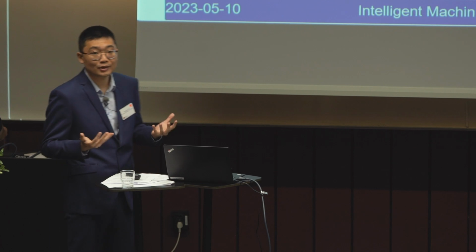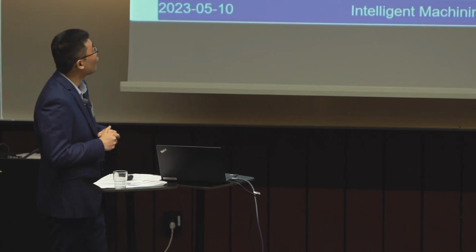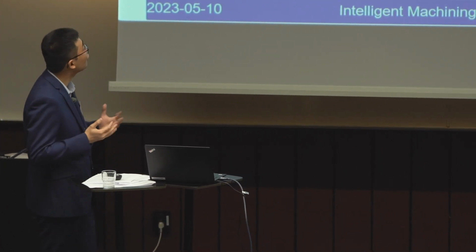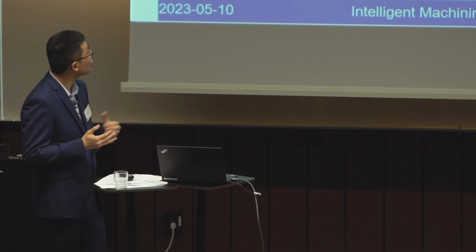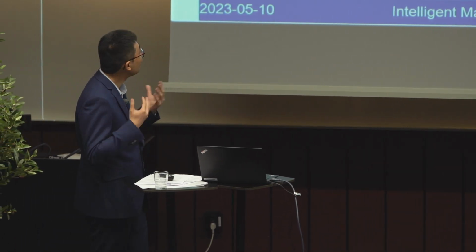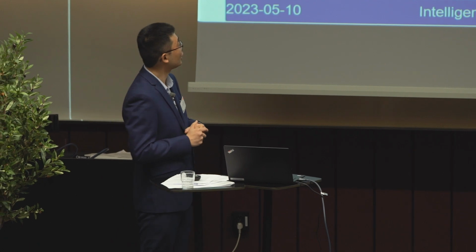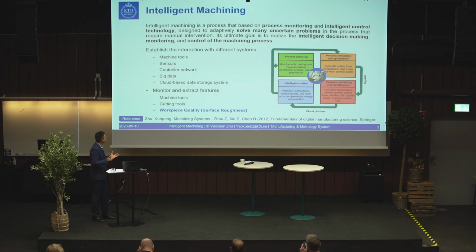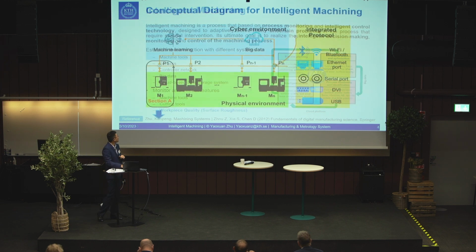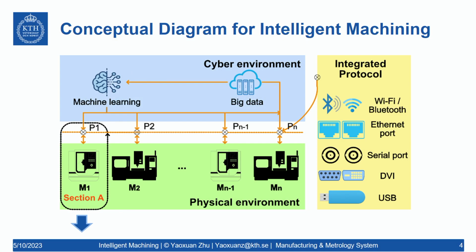This system establishes interaction with different systems, which include machine tools, sensors, controller networks, big data, and cloud-based data storage systems. Through these systems, we can monitor and extract features from machine tools, cutting tools, and workpiece quality. Workpiece quality here means the surface roughness prediction. Just to visualize how it looks.